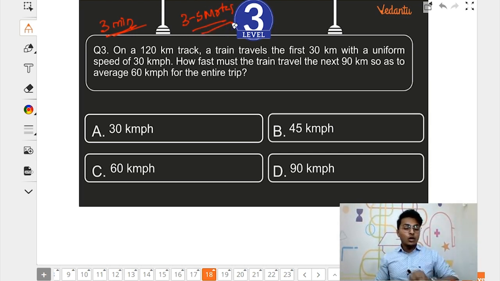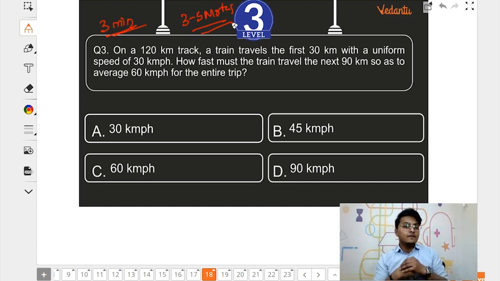On a 120 kilometer track, a train travels the first 30 kilometers with a uniform speed of 30 kmph. How fast must the train travel the next 90 kilometers so as to average 60 kmph for the entire trip? A. 30 kmph, B. 45 kmph, C. 60 kmph, and D. 90 kmph.